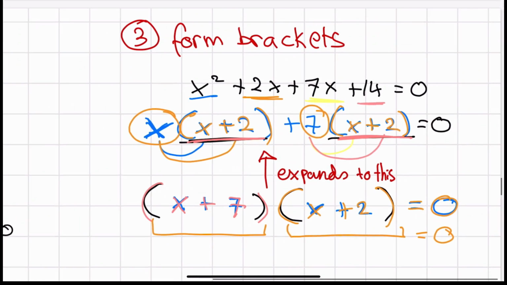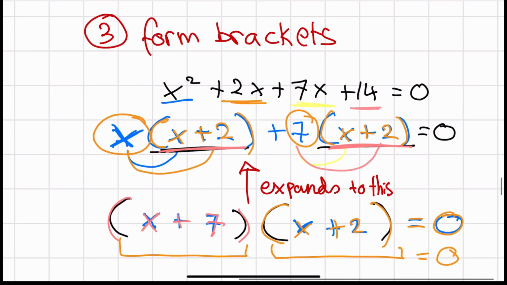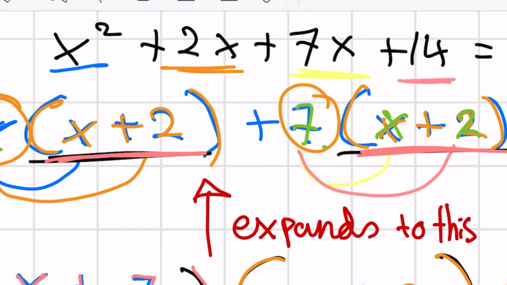So this is why we did that, so that we can easily bring out two brackets and we can factor these. X times x equals x squared. X times 2 equals 2x. And then we could add 7 times x and 7 times 2, which is 14.